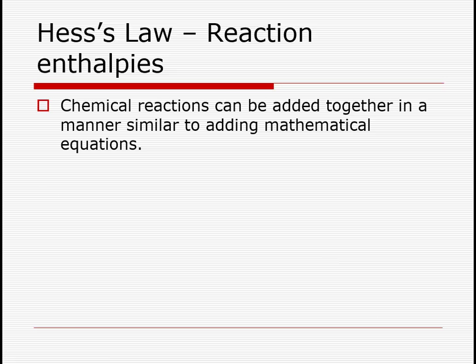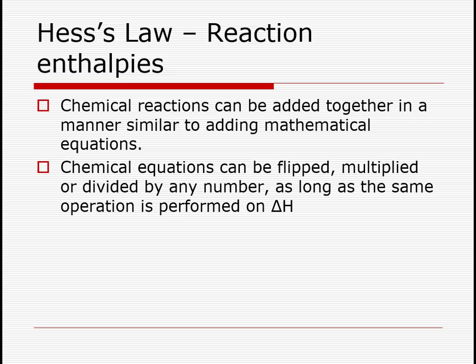It turns out that you can add chemical equations together in a way that's similar to adding mathematical equations. And you can take chemical equations and manipulate them. You can flip them, you can write them backwards, you can multiply them or divide them by any number. And as long as you do the same thing to whatever the delta H value is for that reaction, then you're fine. Then everything will work out.